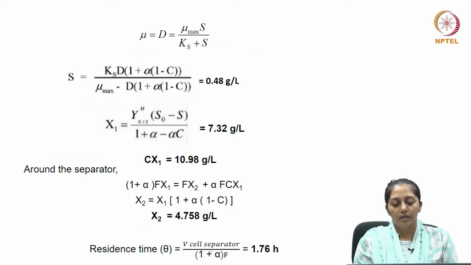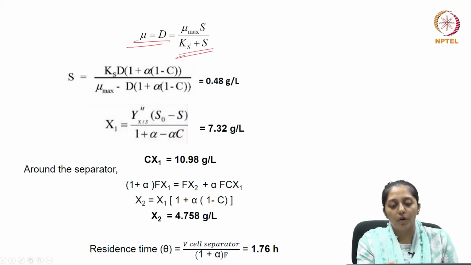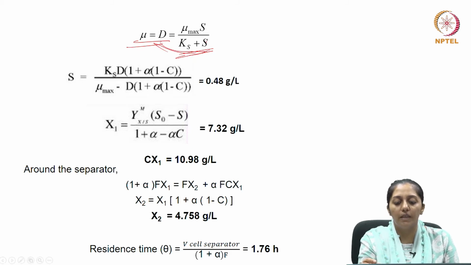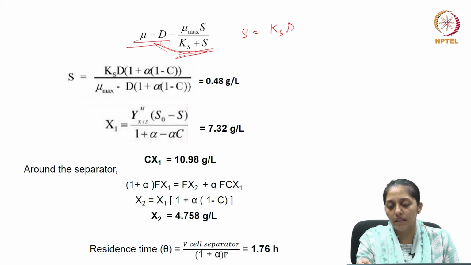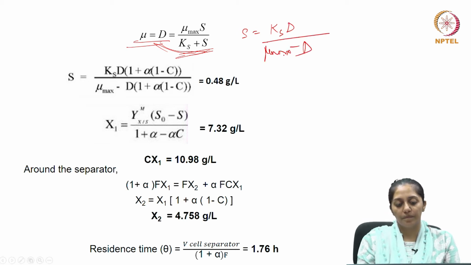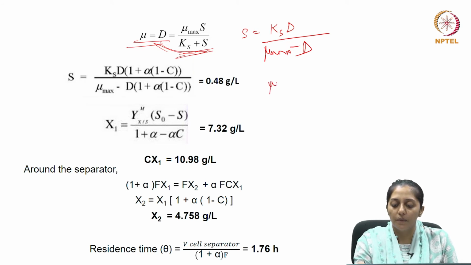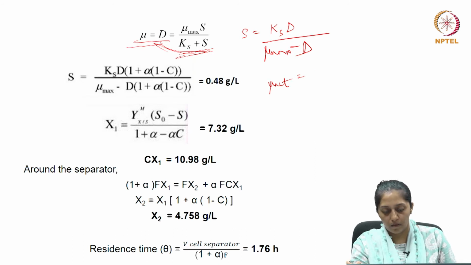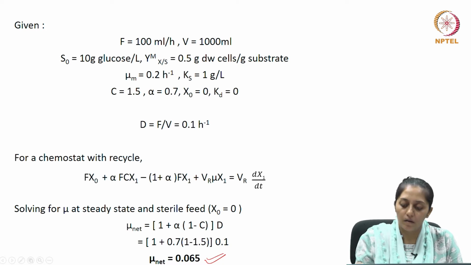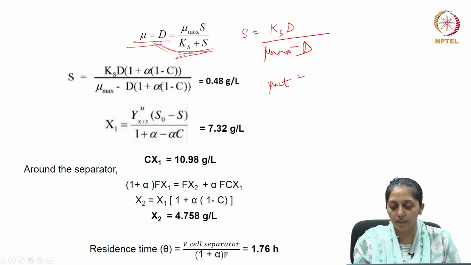Then, assuming that the specific growth rate of the culture follows Monod's model, if you remember, for a chemostat without cell recycle, mu was equal to mu max S upon Ks plus S, which is equal to D at steady state, and then the rearrangement would lead to an expression to determine S in terms of the dilution rate, which used to be Ks D upon mu max minus D. Now, however, in this case, if you do the rearrangement, mu net equals, the expression is here, 1 plus alpha times 1 minus C into D.